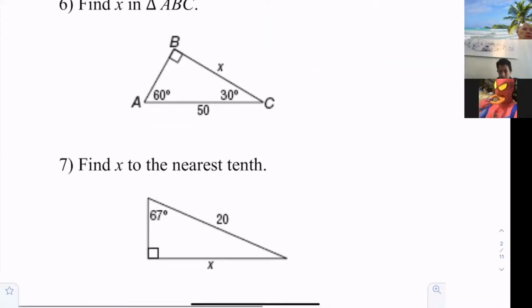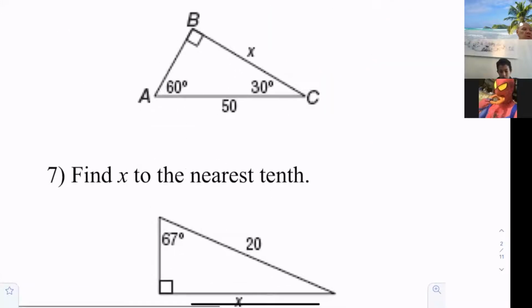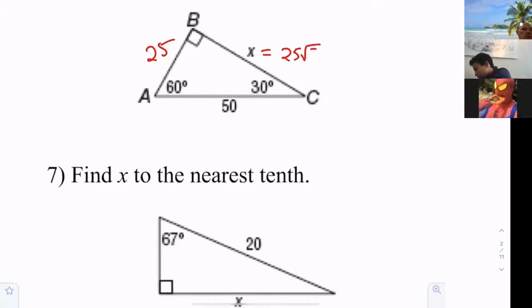Now we have a 30, 60, 90. So let's review those. Opposite of the 30 is always half the hypotenuse. So you should be able to say AB is 25. Then opposite the 60 is just the 30 times radical 3. So that should be what? Yeah, 25 radical 3.